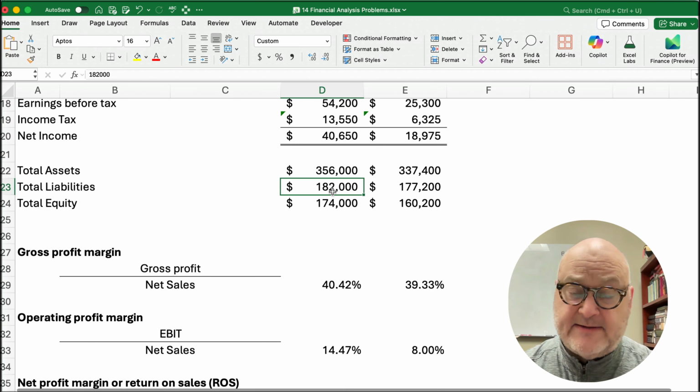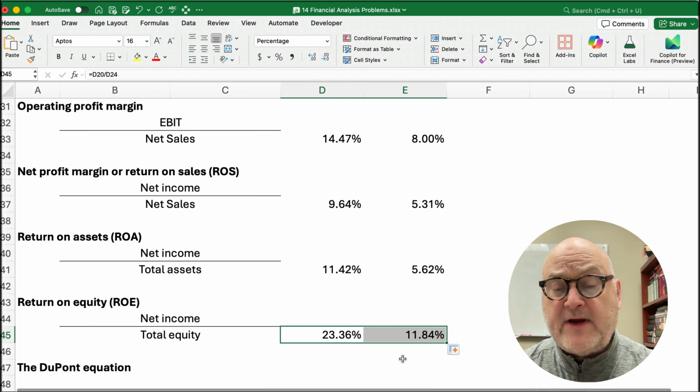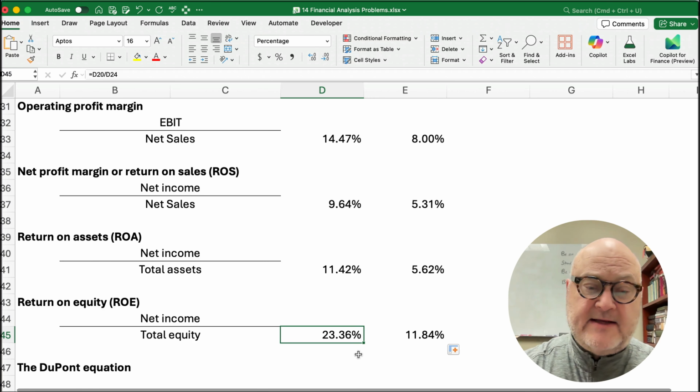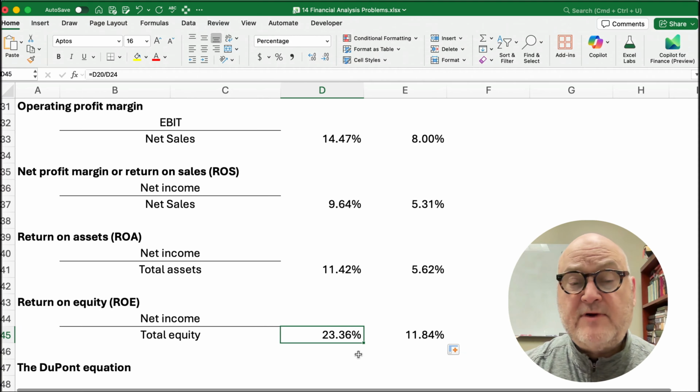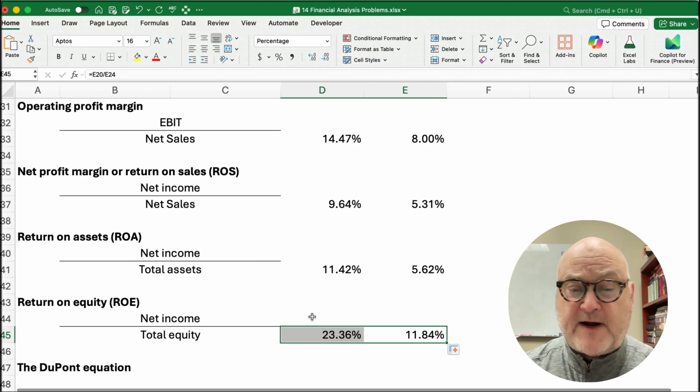Now what if we had, I'll do this in just a second, let me copy it over. So what was it last year? ROE was 11.84. You're happier now with 23.36. Every dollar that our investors have put in, the owners have put in, we've made a 23% return on that. That's great. And so therefore, much better than the 11%. We want to be profitable. We need to make a profit.